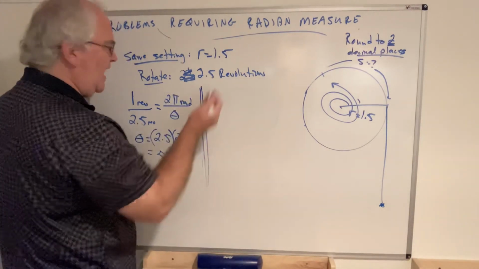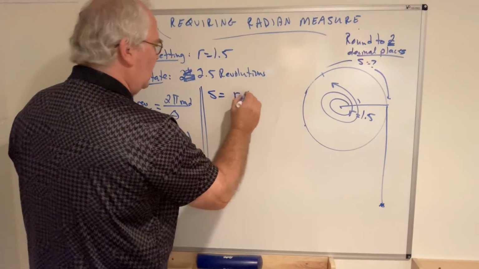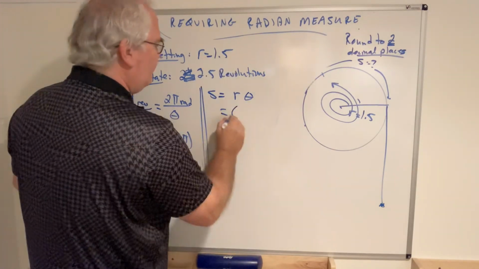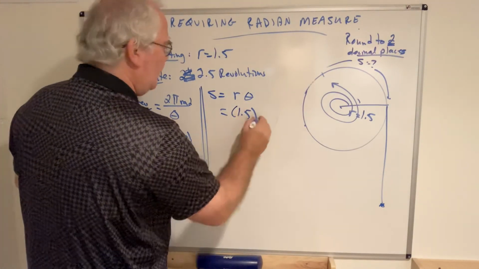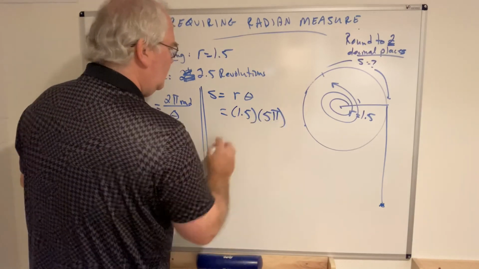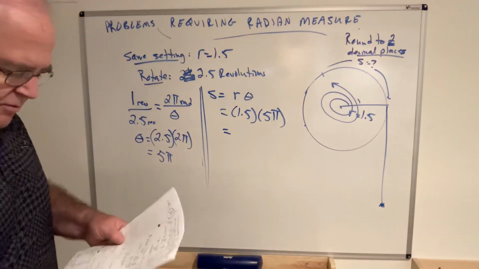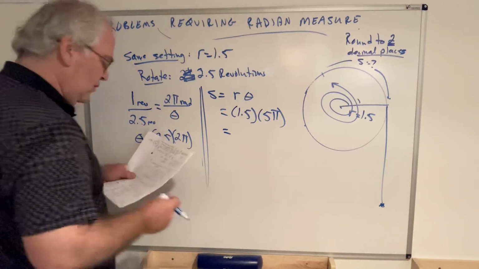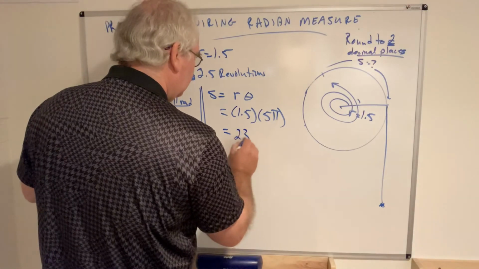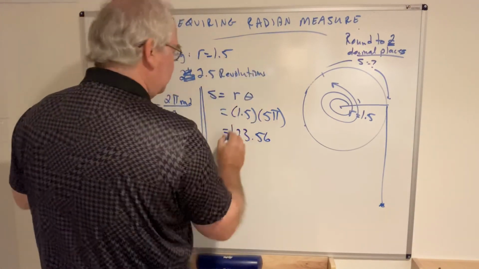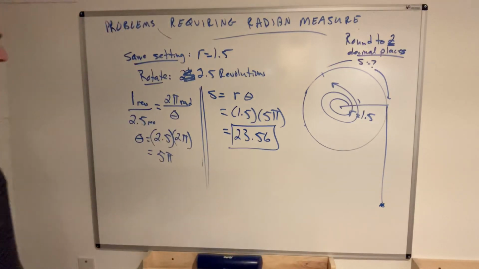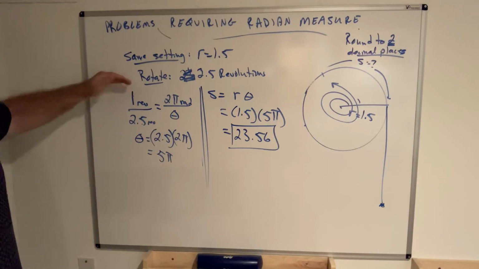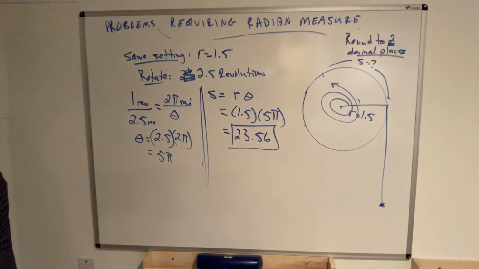Now, once we have theta, everything else is the same as before. S is equal to R theta. Theta is in radians. R is given to be 1.5, times 5 pi. And we want 2 decimal places, and I believe this works out to be, if I work this correctly, 23.56. And I didn't give units, so we can ignore the units. So in any event, no matter what you're given, convert to radian measure, and S equals R theta will get you there.